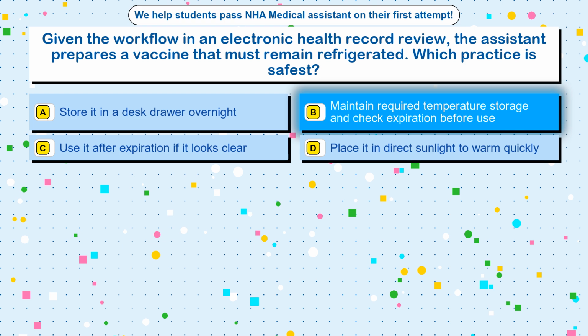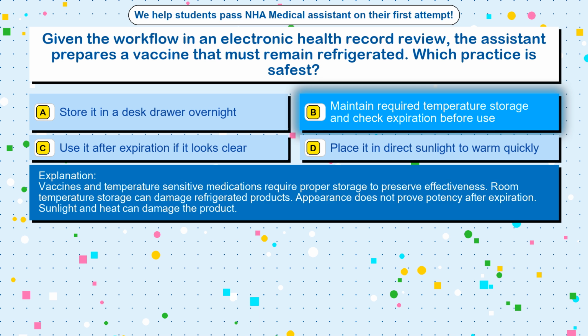Maintain required temperature storage and check expiration before use. Vaccines and temperature-sensitive medications require proper storage to preserve effectiveness. Room temperature storage can damage refrigerated products. Appearance does not prove potency after expiration. Sunlight and heat can damage the product.